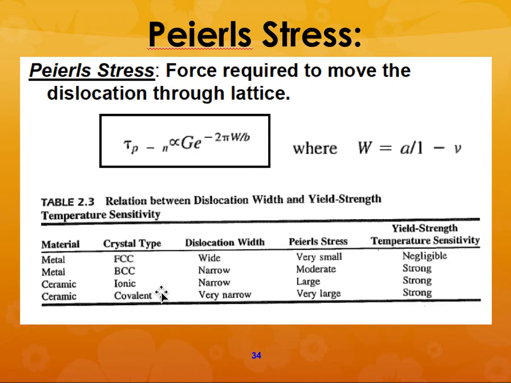But for an FCC material, what are some examples? Aluminum, copper, etc., or steel at elevated temperatures. You can see that they will start moving very easily as a result of the application of stress. If you calculate the Peierls stress theoretically, you can see that it is much less in the case of FCC compared to BCC or ceramic type of materials.